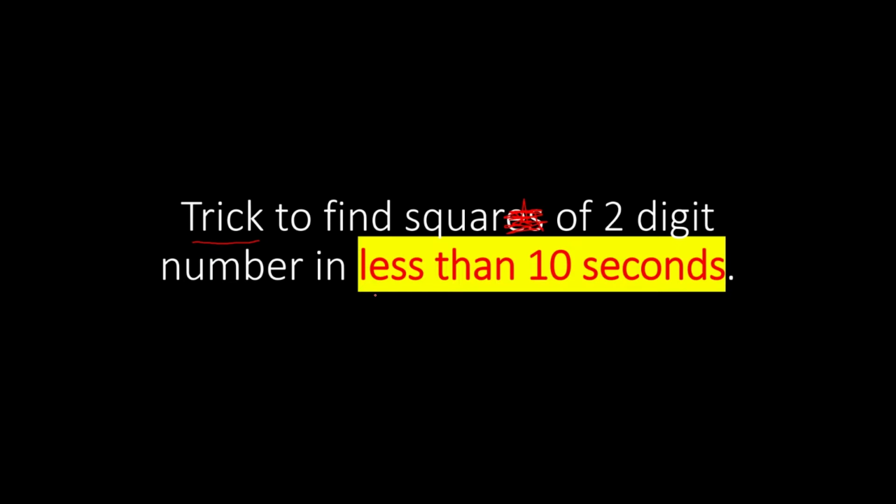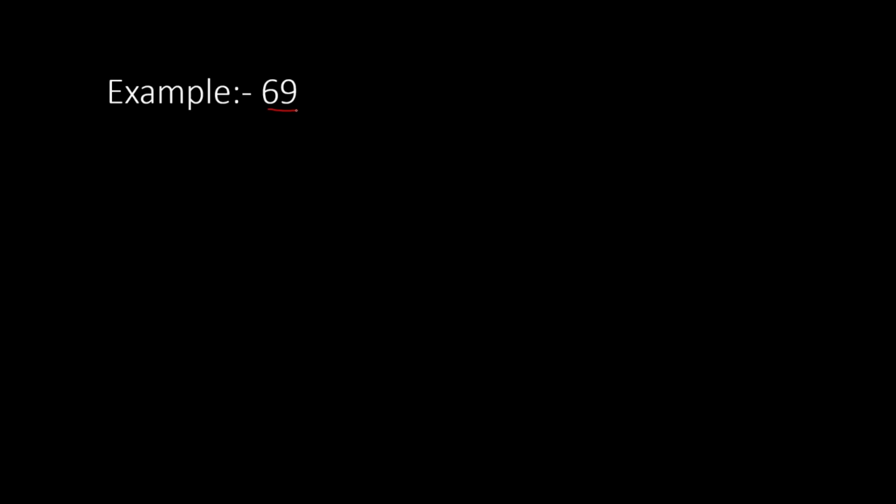Now let us begin with your favorite number, 69. Just see what we have to do in this trick. We have 9 here, so we need to find the square of 9. We take the square of 9 and write it over here.